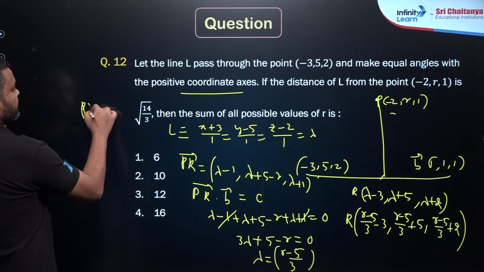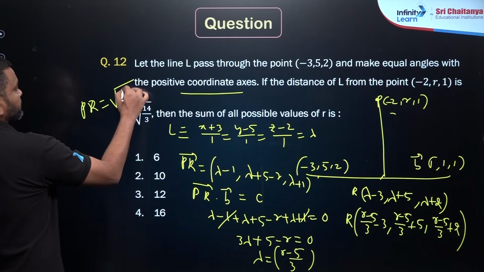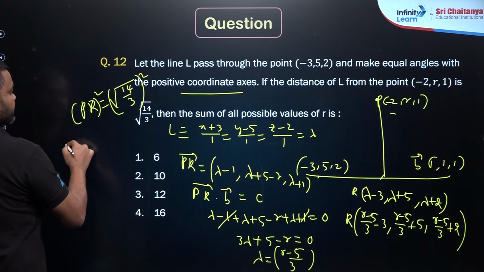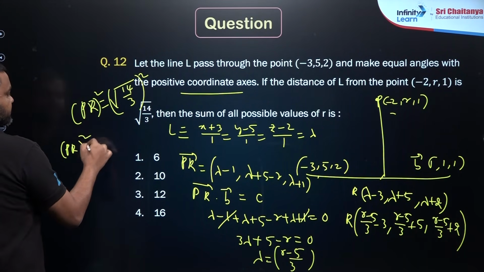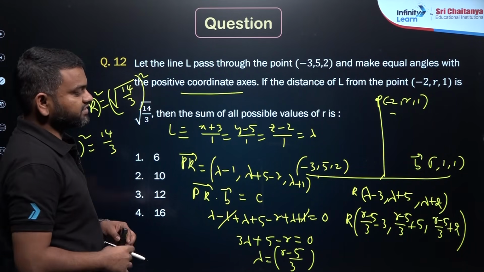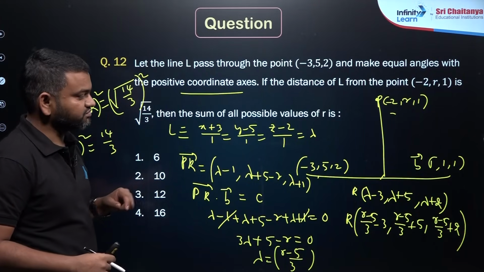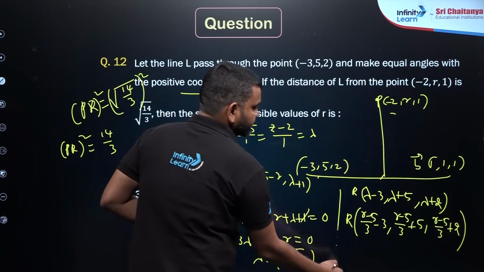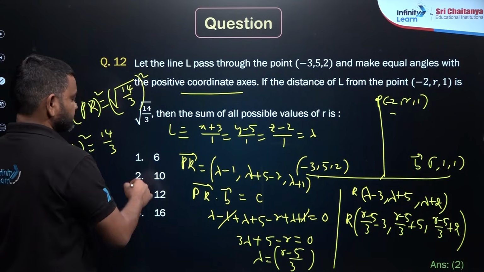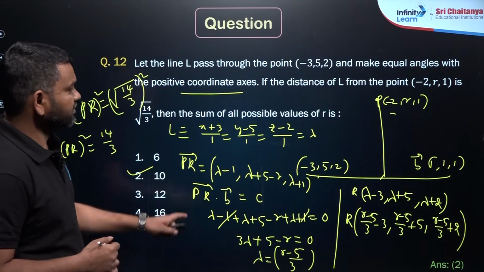So they have given here that PR is equal to under root of 14 by 3. So square it on both sides, children. You are going to get PR square, that is equal to 14 by 3. So coordinates you know both the coordinates here. Just use the formula, distance formula, and you will get your answer. Alright. So use this formula and check your answer. Answer needs to come as 10. Okay. That will be your answer.